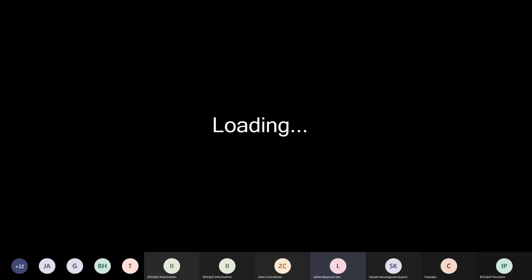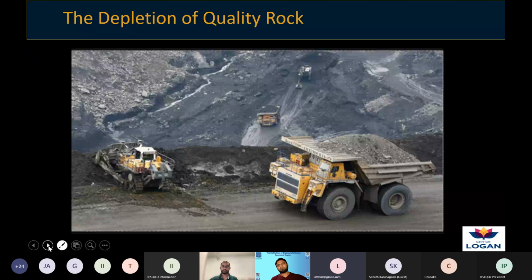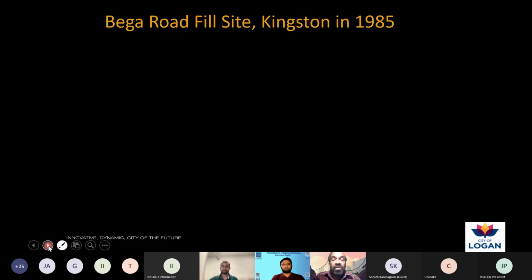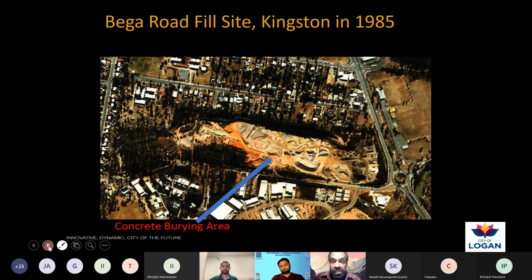Starting from, because we are running out of quality rock in the future. Bega Road field site in Kingston. That Bega Road is one of our council sites, as you can see here. This is the Bega Road area. This is the spoil site.